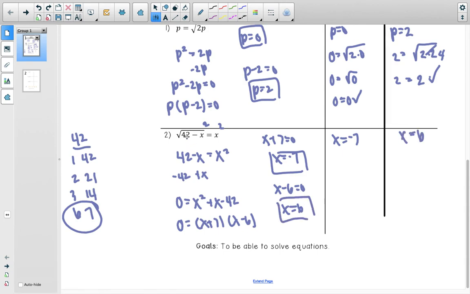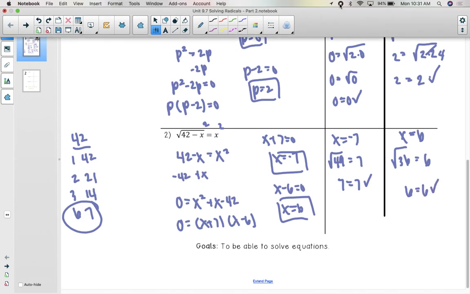And we check it. So we'd have 42 minus negative 7. Well, 42 minus negative 7 is just adding 7. So that's 49. So we have the square root of 49 equals 7. And we know the square root of 49 is 7, so this works out. On this one, you'd have 42 minus 6. We're going to do some mental math, which gives us 36. And the square root of 36 happens to equal 6. So we're good. All right, that's the end of the first video. I'm going to have another chunk with the rest of the examples. See you there.